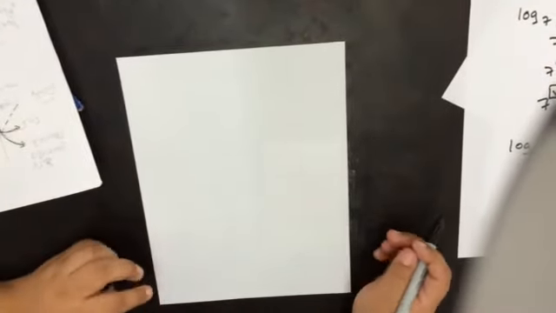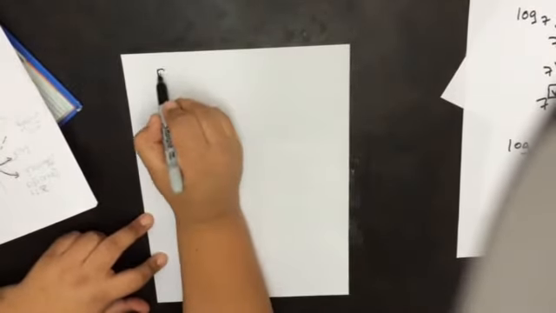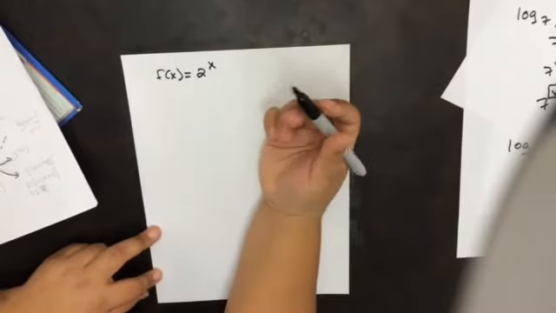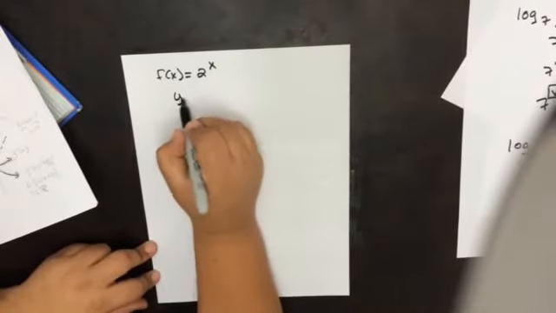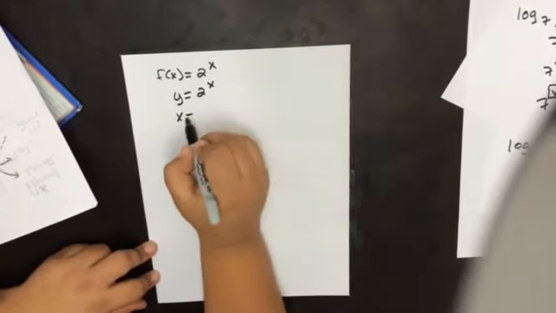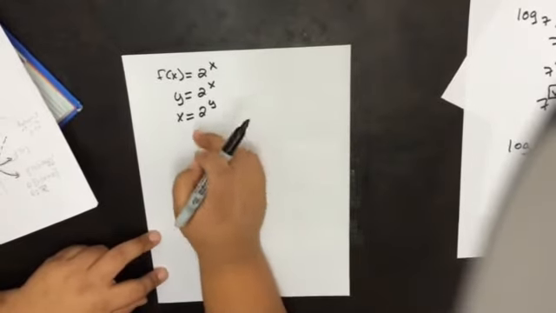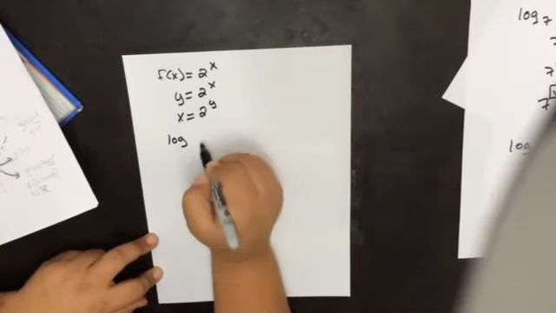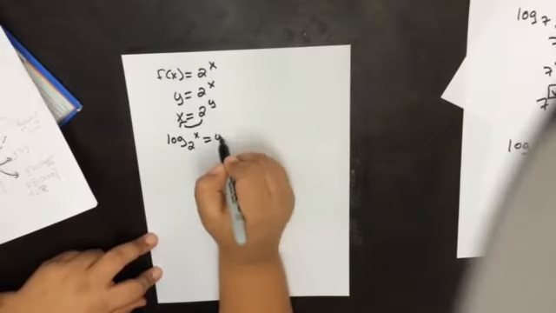Now for graphing, logarithm functions are the inverse of exponential functions. So we have f of x equals 2 to the x, and we want to find the inverse. Well, we start by rewriting this function as an equation. So y equals 2 to the x. Then we switch the x and the y. So then x equals 2 to the y. Now if we turn this exponential equation into logarithm form, we can write it as log base 2 of x equals y.